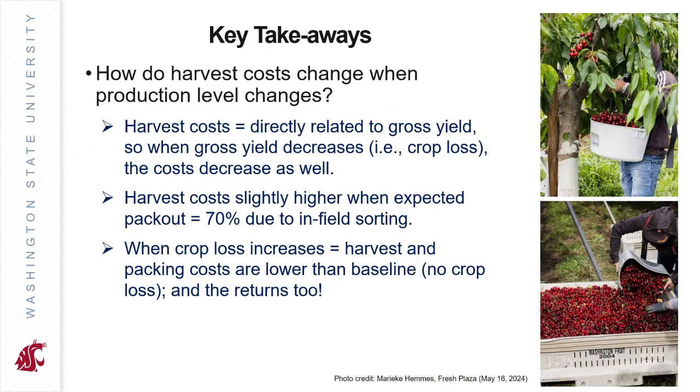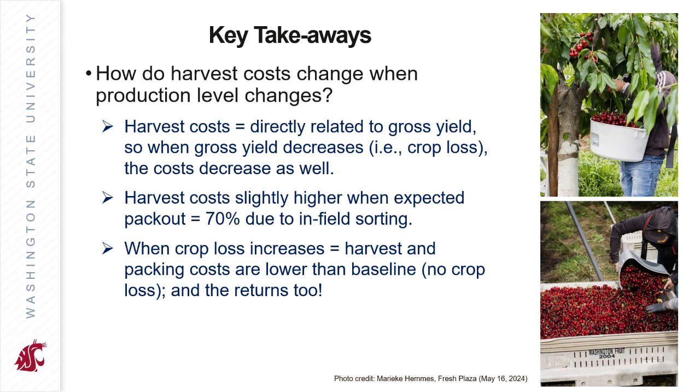Okay, so what are the key messages to take away from these results? For the first question, how do harvest costs change when production level changes? The results highlight the direct relationship between yield and costs. So when gross yield decreases because of crop loss, for example, due to pest, disease, or extreme weather events, harvest labor cost decreases because, of course, there's less fruit available to pick. But with the reduced volume of fruit, returns decline as well.